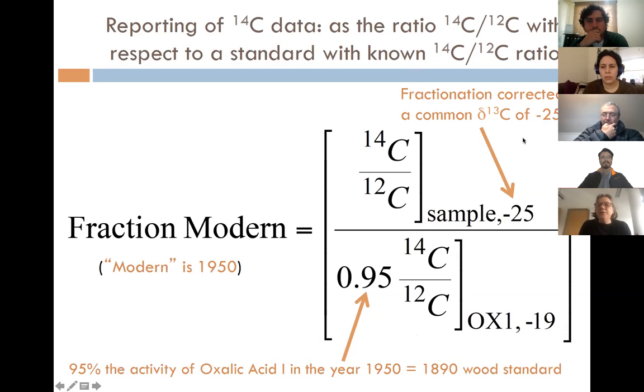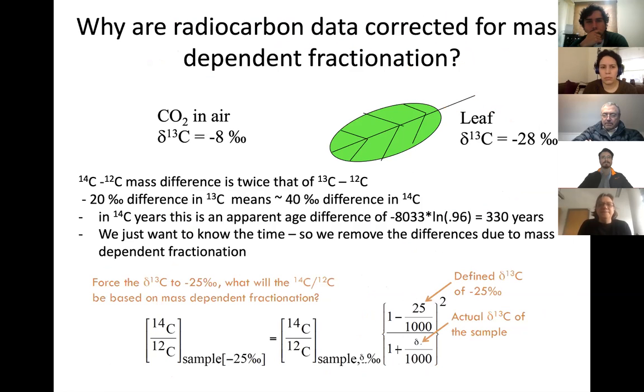So the way we do this is all radiocarbon data that you will get from a lab as fraction modern, they've all been corrected to a common delta C13 value, as if all carbon in fraction modern has a delta C13 of -25. The reason we do that is because, as I showed you before, the delta C13 of CO2 in air would be say -8 per mil. In a leaf, it's 20 per mil lighter. And so the fractionation of leaf photosynthesis is about 20 per mil.